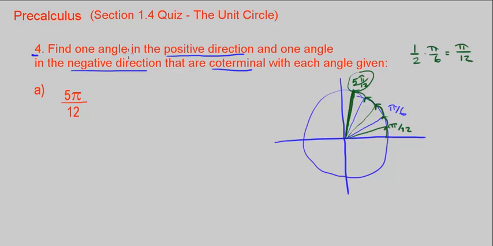So we need one angle in the positive direction and one angle in the negative direction that are coterminal. If we start here and go in the positive direction, we end here, which is 5 pi over 12. But if we keep going, we can end there after another revolution around the circle. So it goes around one entire revolution, and then 5 pi over 12 more. That will be the positive direction, so let's write this.